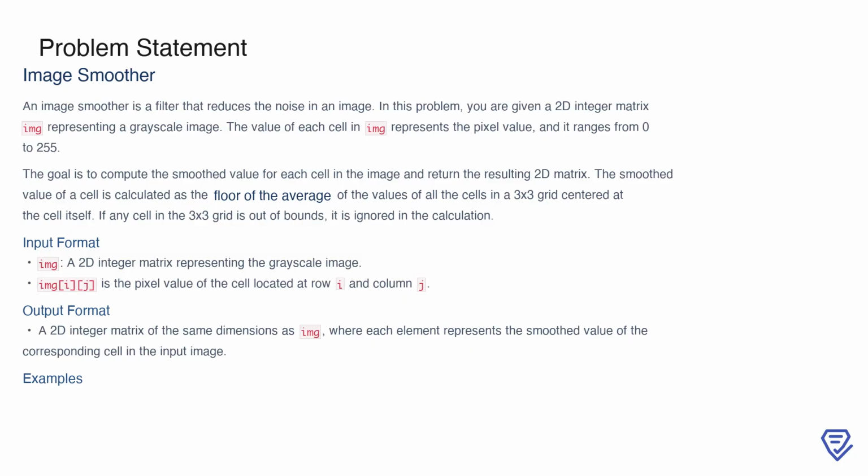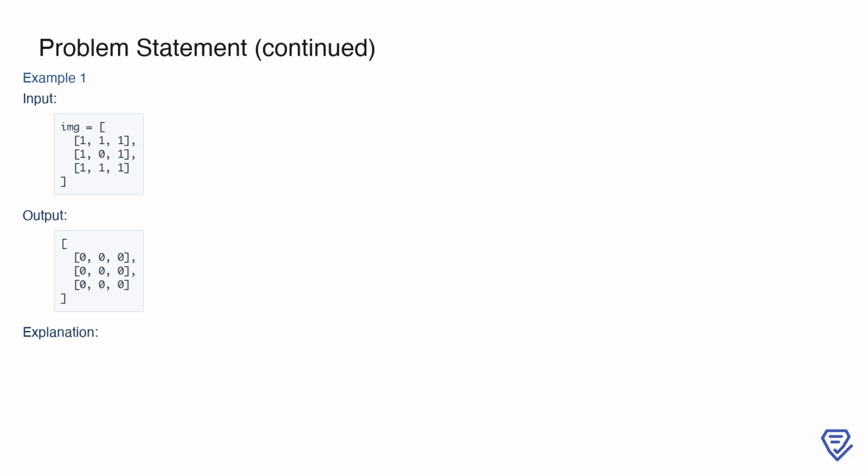If any part of the 3x3 grid falls outside the boundaries of the matrix, those cells are simply ignored. The final output is a new 2D matrix that reflects these smoothed values, maintaining the same dimensions as the input matrix. Let's look at an example.